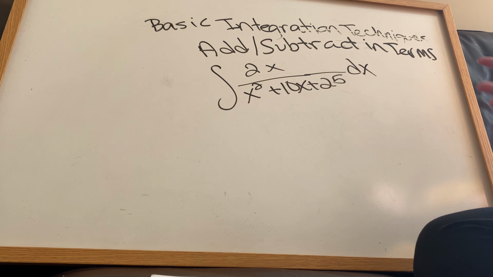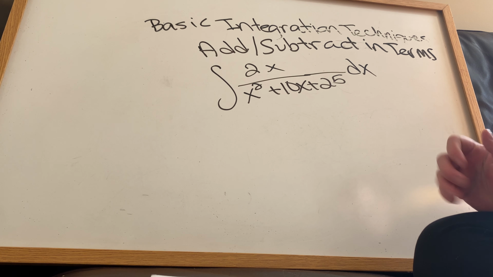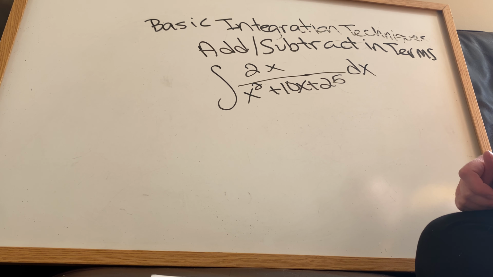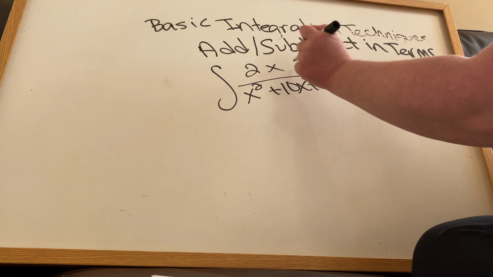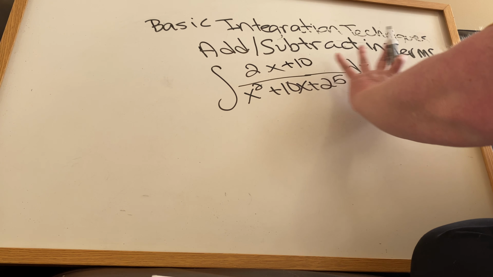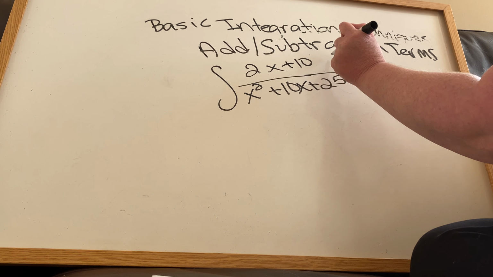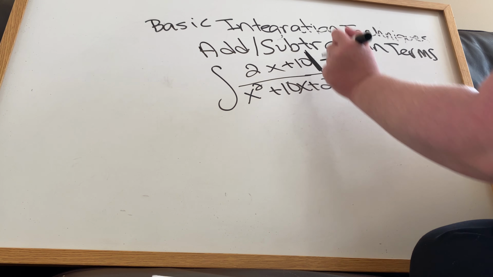So if you're picking out u's and du's, your u value would be the bottom part. So then your du would be 2x plus 10. And you say, I don't have 2x plus 10, I have 2x. So that's when you put stuff into it. So you want to add in the 10 so that you have what you need, but you can't just randomly put in a 10 without undoing it. So you would also take out a 10 and then you can whack the thing into 2 pieces.